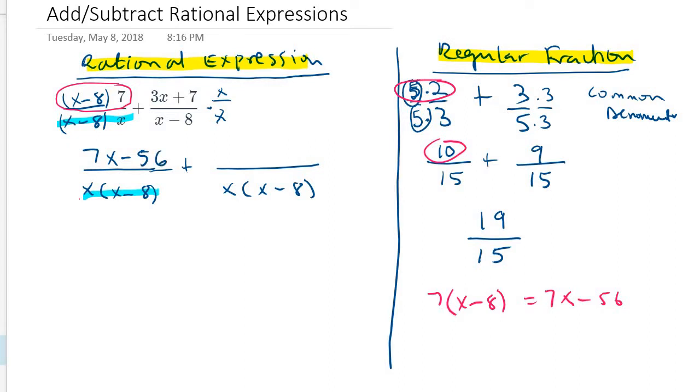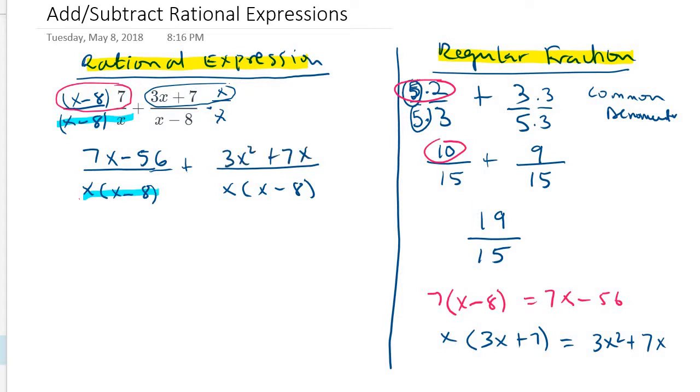The same way, I want to multiply these together. So I will do x times 3x plus 7. And then you will get 3x squared plus 7x. So it will be 3x squared plus 7x.